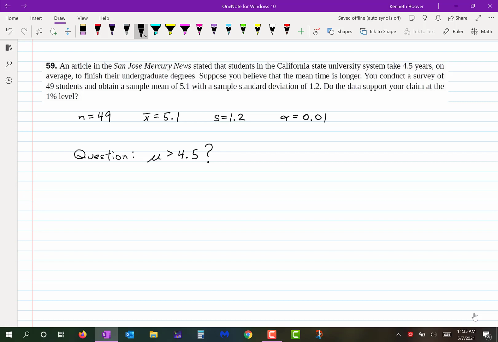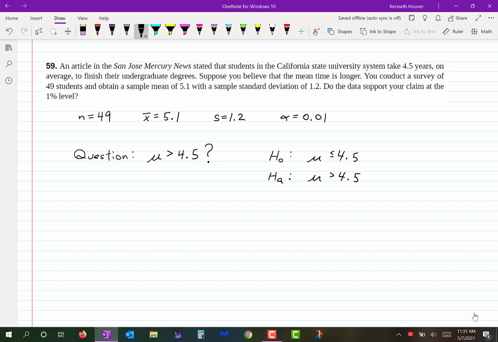Okay, so what is our hypothesis? We are asking, is mu greater than 4.5? So that means our null hypothesis is that mu is not greater than 4.5. Our alternative hypothesis is mu is greater than 4.5. We are being asked if we should accept the alternative hypothesis.